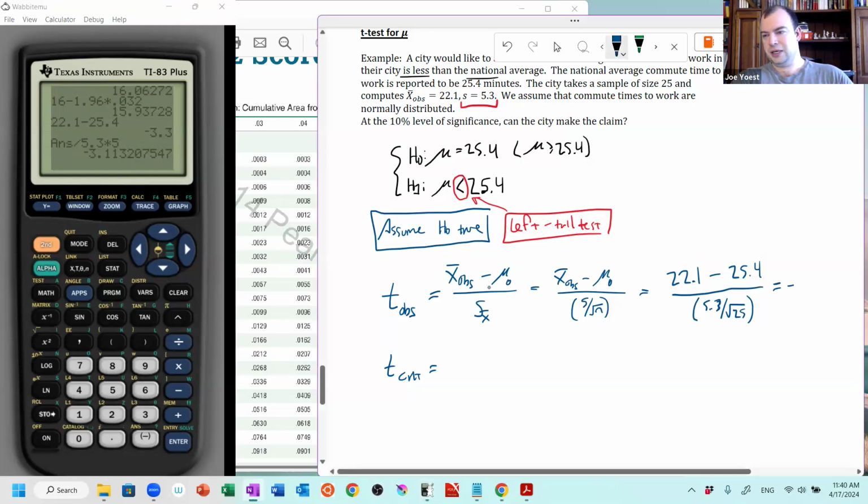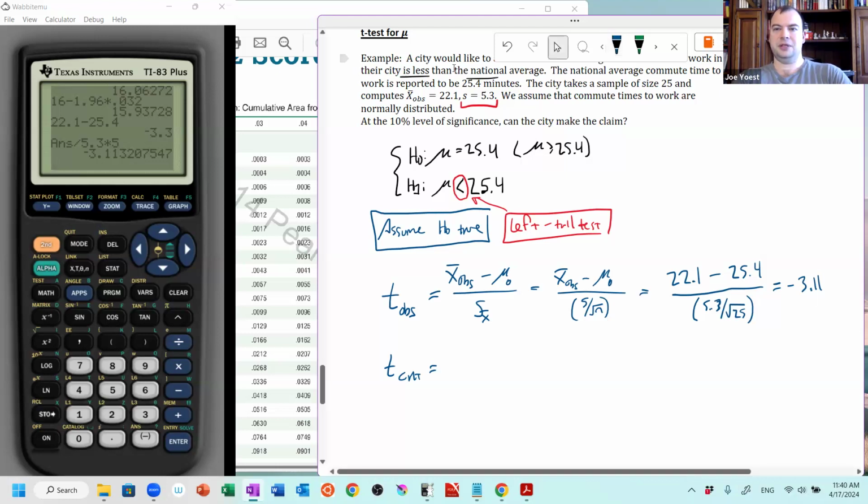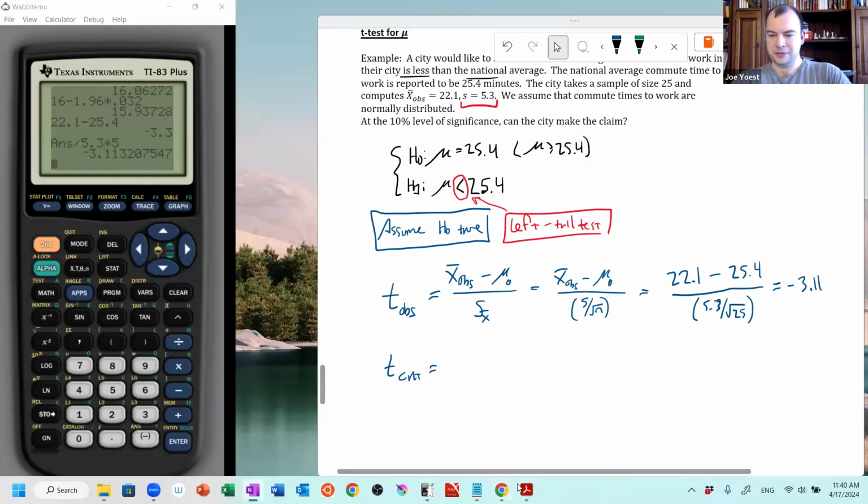But this gives me negative 3.11. I'm feeling pretty good about this. This is a 3 sigma event. Seems like it should be significant. But let's do our due diligence. Let's just check and be careful.